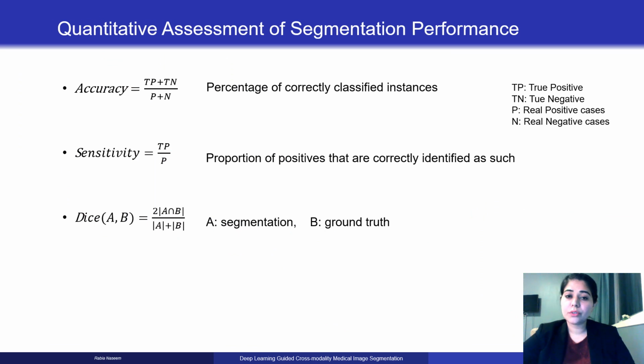It is also very important to assess the segmentation performance. So some commonly used quantitative metrics for segmentation evaluation are accuracy, sensitivity, and dice. Accuracy is a parameter which measures the percentage of correctly classified instances. Sensitivity measures the percentage of positive samples that have been classified actually as positive. Then dice score measures the overlap between the segmentation mask and ground truth.